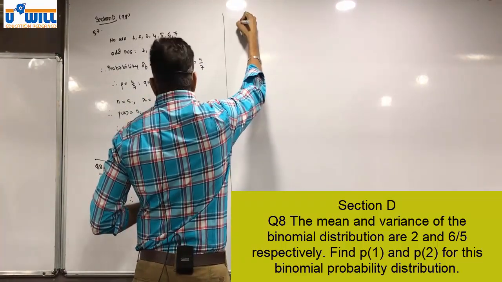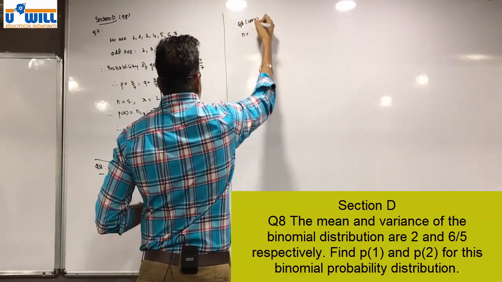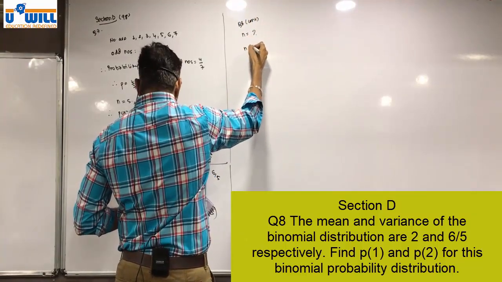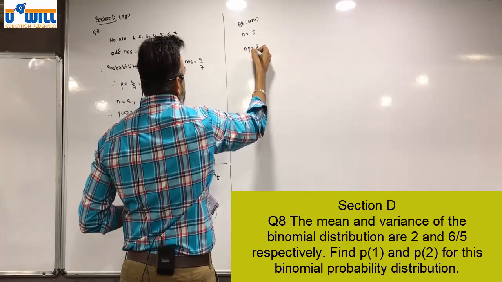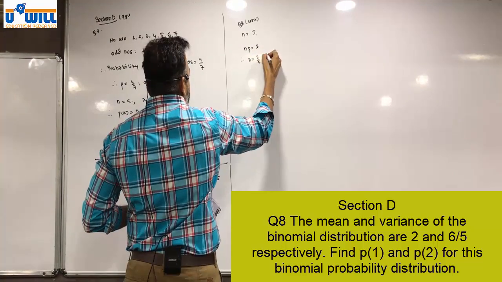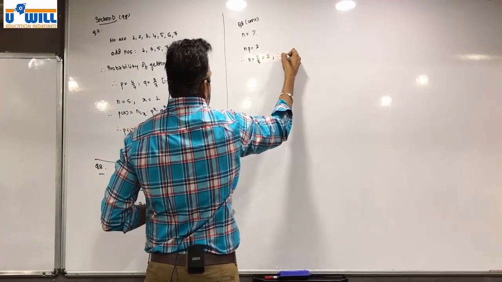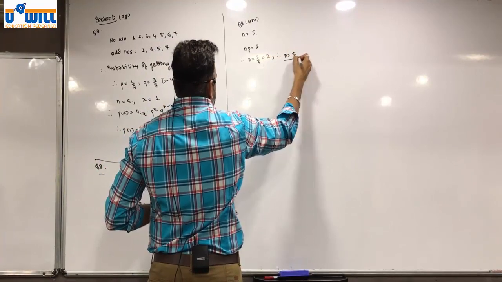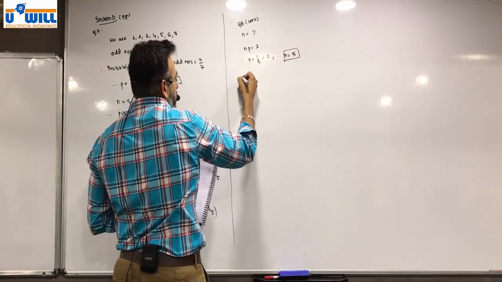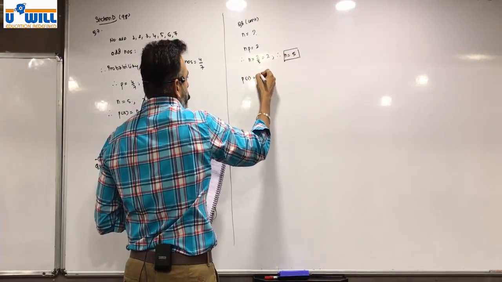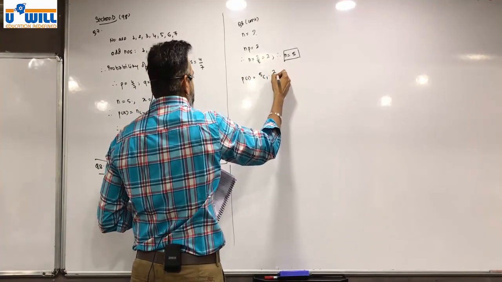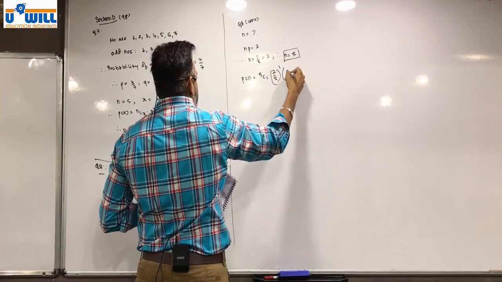Continued question 8. We have to find out N, where N into P is equal to 2. Therefore, N into 2 by 5 is equal to 2. Therefore, N is equal to 5. We have to find P of 1. P of 1 is equal to 5C1 into (2 by 5) raised to 1, (3 by 5) raised to 4.